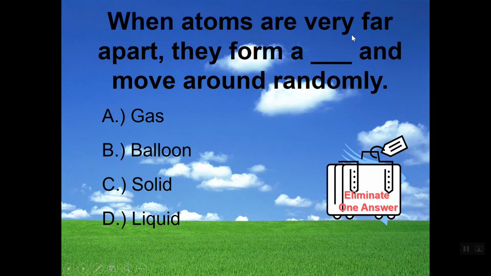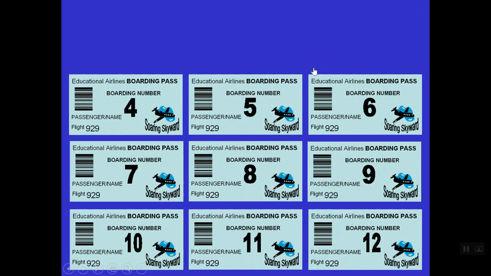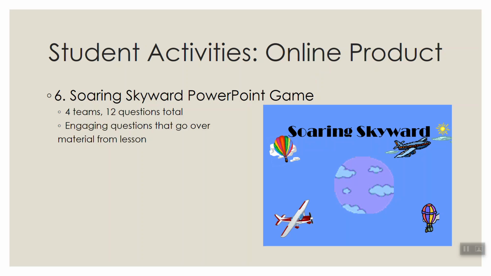When atoms are very far apart, they form a blank and move around randomly. Uh-oh, you see that we got that question wrong. So I just wanted to show you some examples of getting the answer correct, getting it wrong, and eliminating an answer.